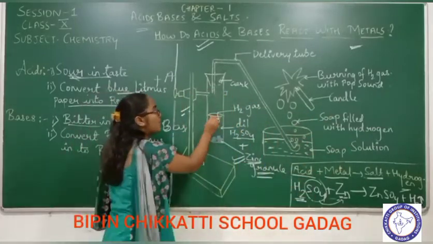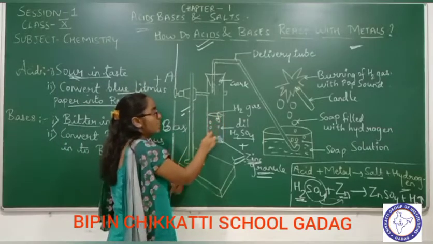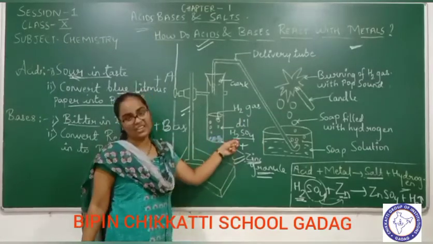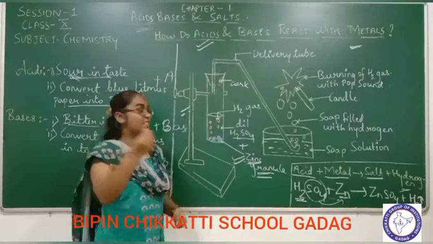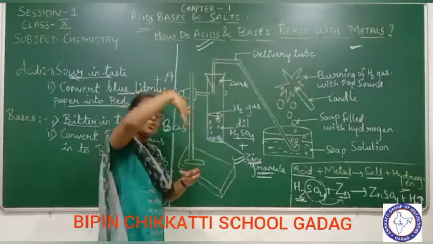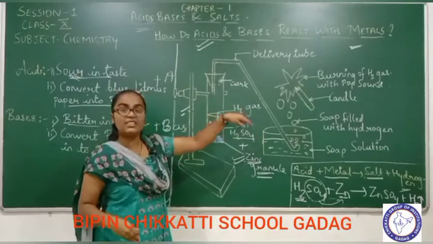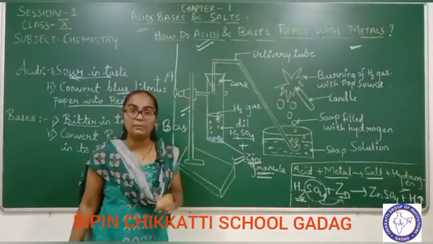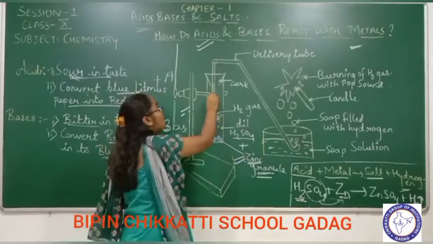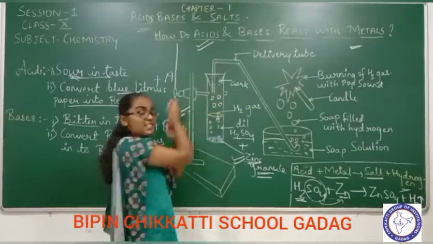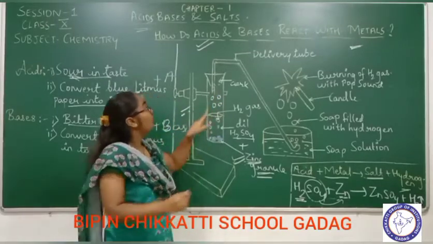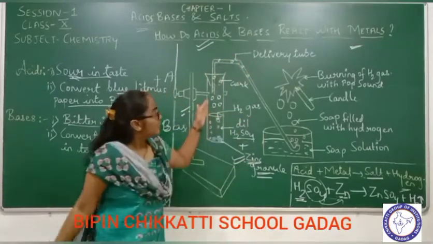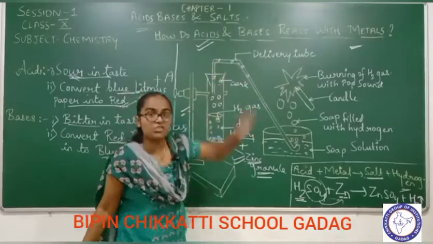The bubbles you can see in this are nothing but the hydrogen gas which has been evolved after the reaction between zinc and the sulfuric acid. Now, the delivery tube, the U-turn tube, with one end opened into the test tube and the other end opening into the tub, why have they kept it? Because the hydrogen gas evolved from this reaction will travel via this tube, or pass through this tube.